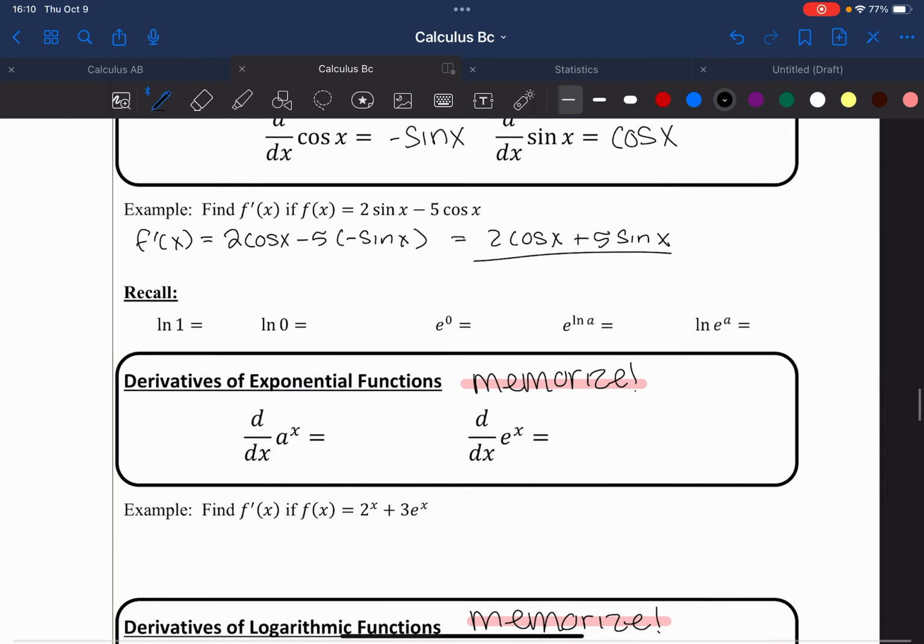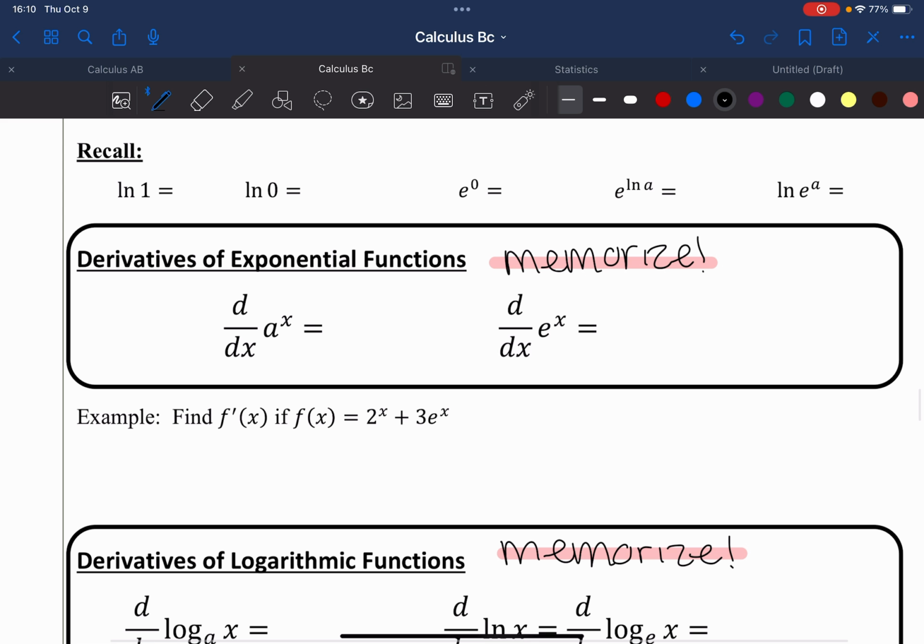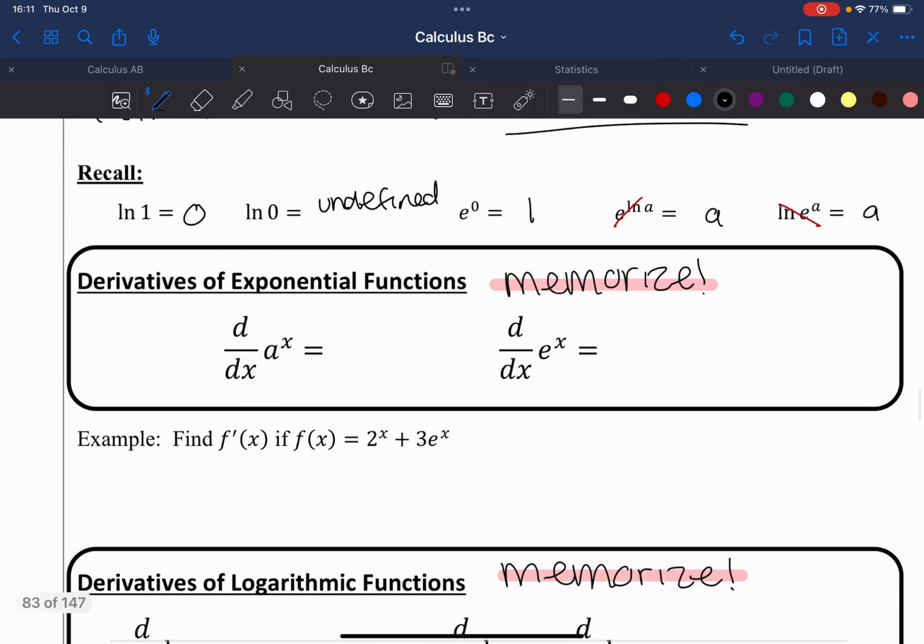That's the derivative. Okay. Now, before we look at the other derivatives, let's see if you guys can remember natural log of 1, natural log of 0, etc. So natural log of 1 is 0. Natural log of 0 is undefined. E to the 0 is 1. E to the natural log a is a because e and natural log cancel. And since e and natural log cancel, natural log of e to the a is just a. Okay. So since natural log and e cancel each other, that means natural log of e is 1.